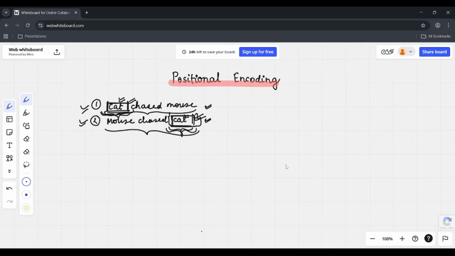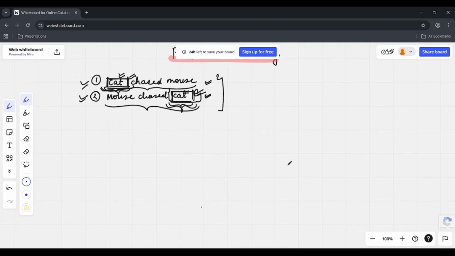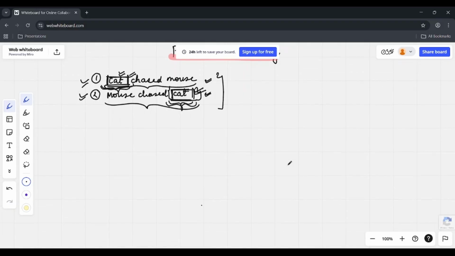And why does our self-attention model fail? Because it does not capture the position or the order in which the words are occurring in a particular sentence. We need to find a way through which we can tell our model that this is the order in which the words are occurring, and now generate contextual embeddings according to that. Now the question is how we will implement this.